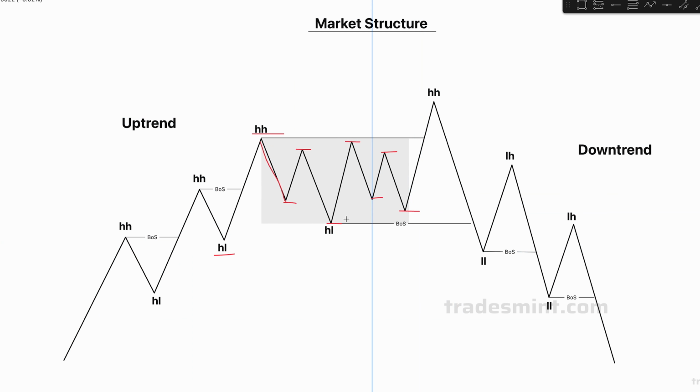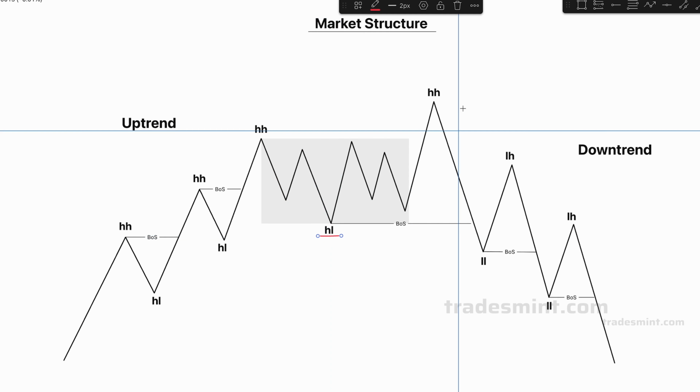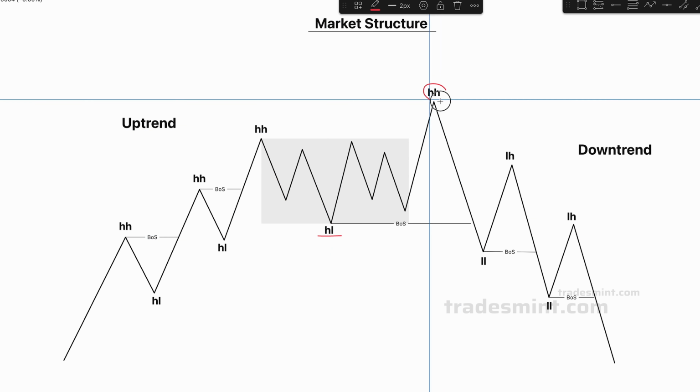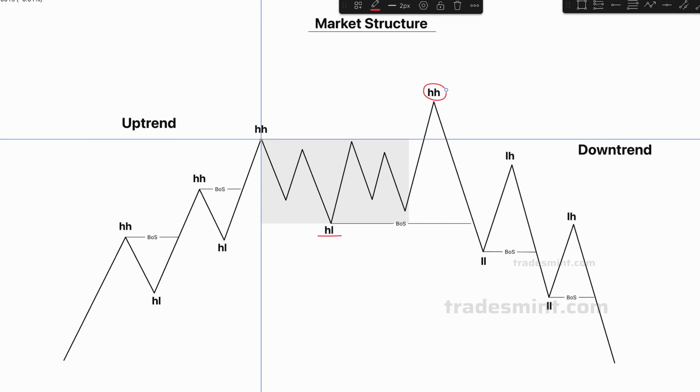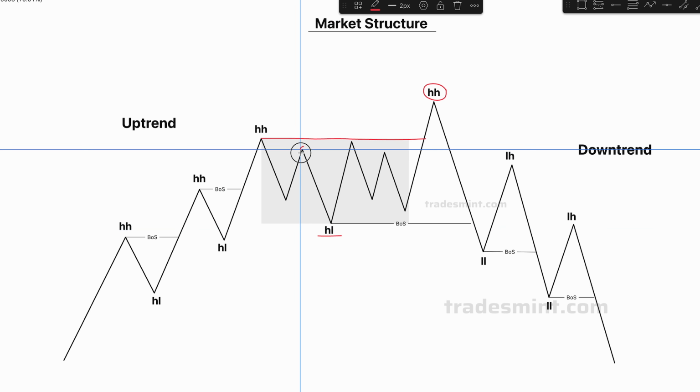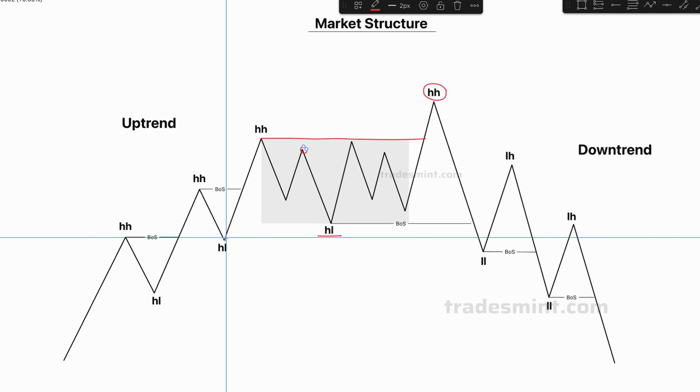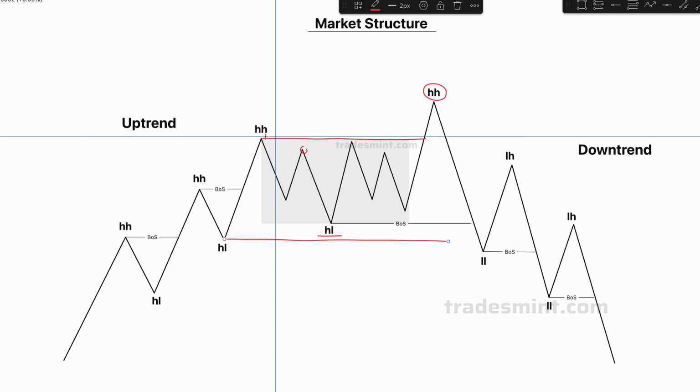But in order for a higher low to be validated, so like this, we have to see the market push and create a new higher high. Until it does that, so until it was to create a break of structure over this high, anything that happens is essentially internal structure, providing it stays between the higher low and the higher high.